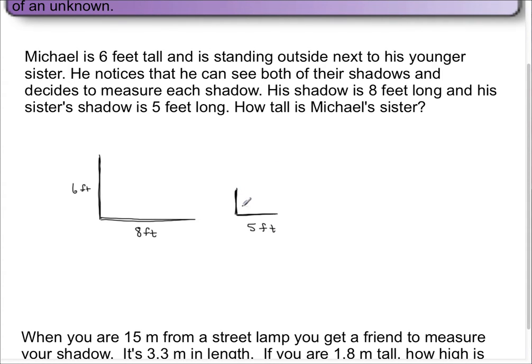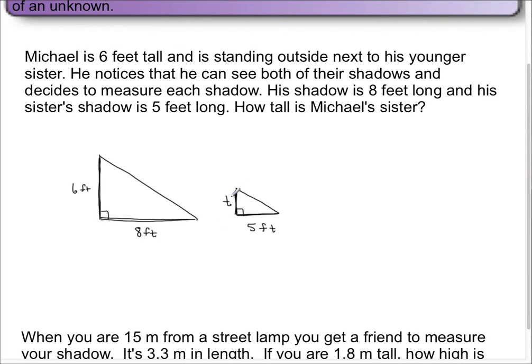This line here I drew is Michael's little sister, so I'm going to put a T for how tall she is. I drew the shadow on the ground and them standing up, so now I'm just going to connect them and make triangles. Now I'm going to tell you why these are similar triangles. They're similar because they're both standing upright, so this is a right angle.